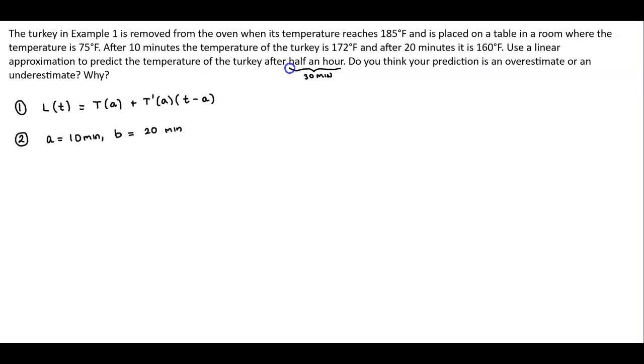So now, using the above formula, let's go ahead and do that. The formula is going to be L of t equals T of 10 plus T prime of 10 times t minus 10. So we want to find out what is T prime of 10. In order to do that, we need to find the slope of the given values. From the given information, we know that T of 10, after 10 minutes, the temperature is 172 degrees Fahrenheit, and T of 20 is equal to 160 degrees Fahrenheit.